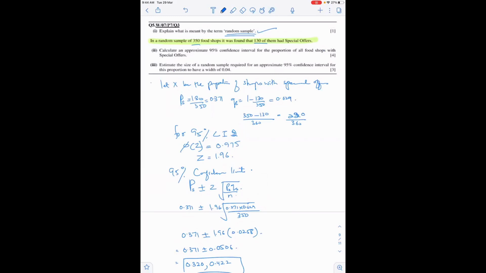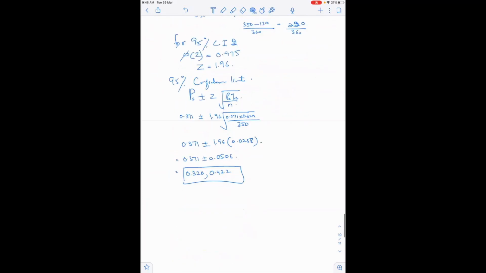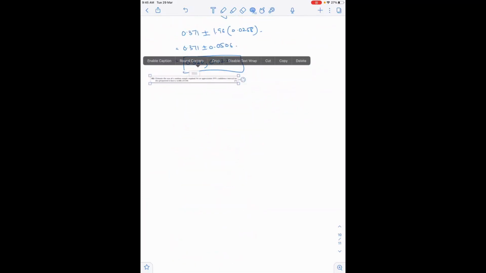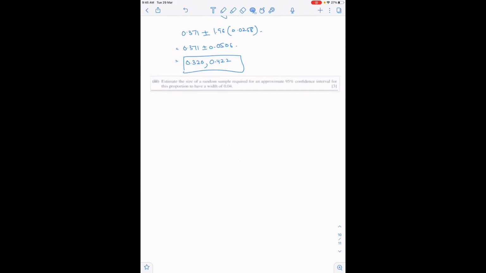Second part. Estimate the size of a random sample required for an approximate 95% confidence interval for this proportion to have a width. Okay, let's do this part now. If you remember, the width formula was 2 times z times square root of pq upon n equals the width. Okay, so I'm using this formula.